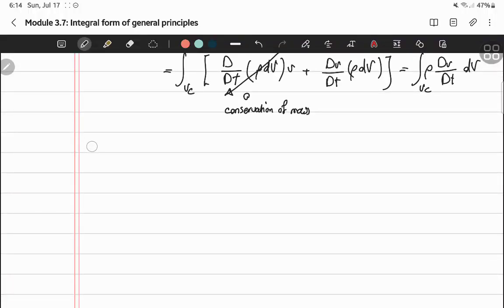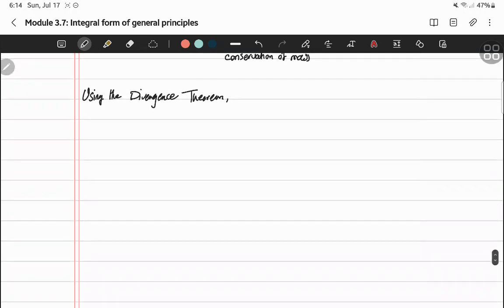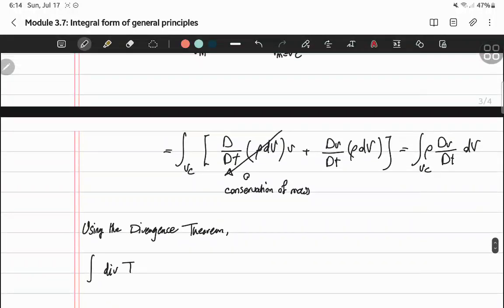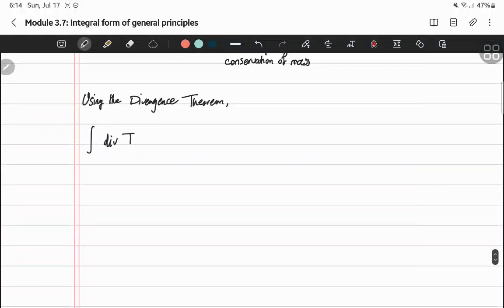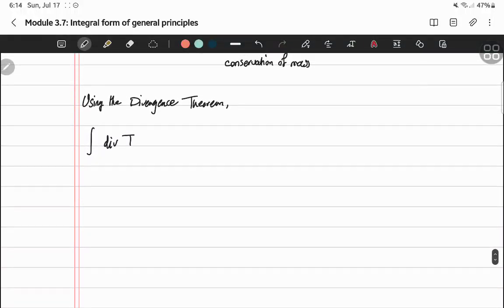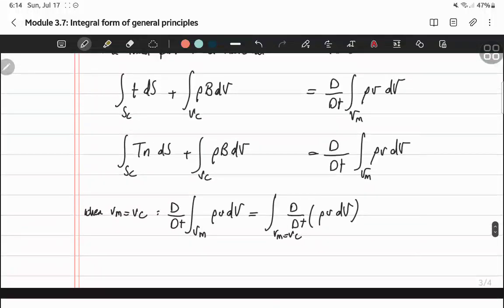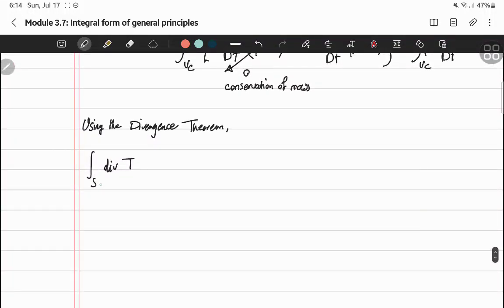Using the divergence theorem, we can write the integral of the divergence of T. Sorry, this was Tn ds. So this becomes the integral of the divergence of T dv.